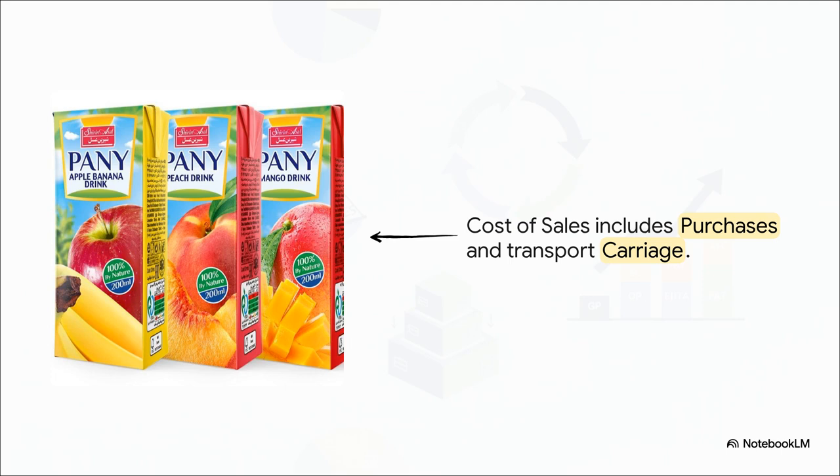You take your opening inventory, add everything you purchased during the period, add your carriage, and then subtract your closing inventory. Notice that specific word, carriage. That means transport costs. It is totally crucial to understand that the cost to transport goods is not just some extra administrative fee, it is directly baked into the fundamental worth of the goods. Transportation is quite literally part of the cost of sales.